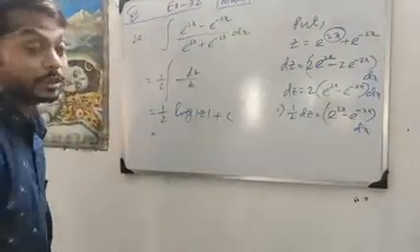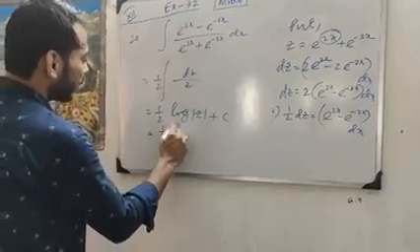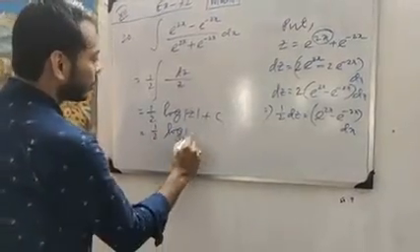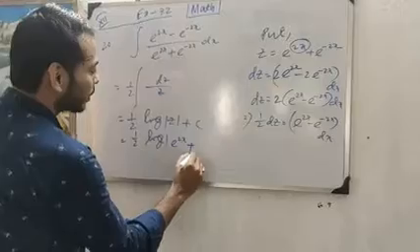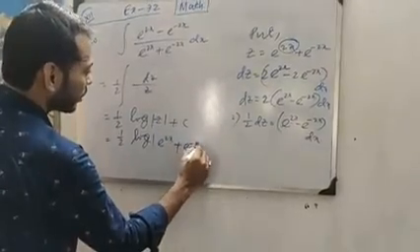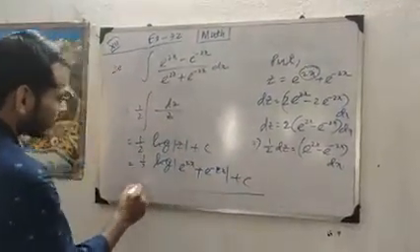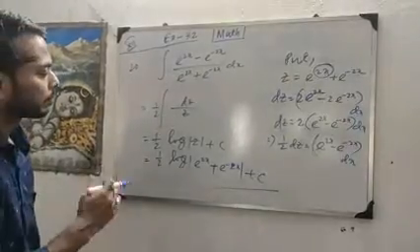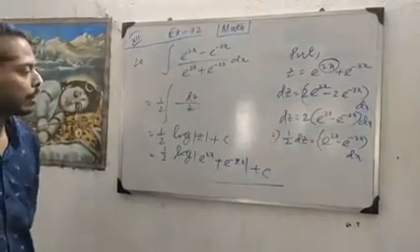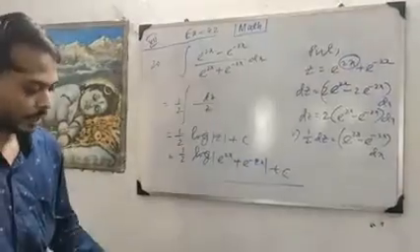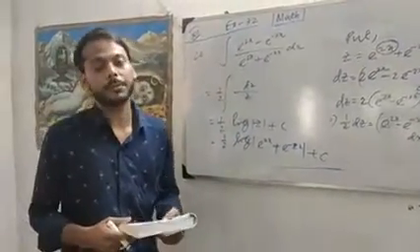Now we have to put the value of z. That means half log of mod e to the power 2x plus e to the power minus 2x plus c. So this is our problem number 20, and we have done today up to problem number 20.